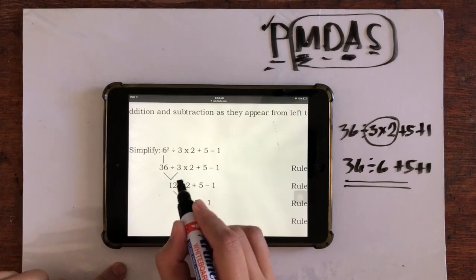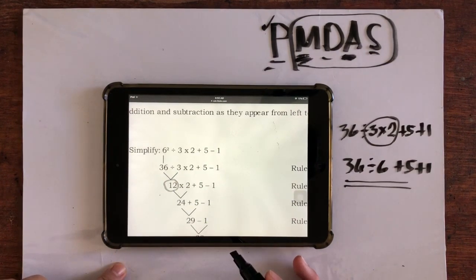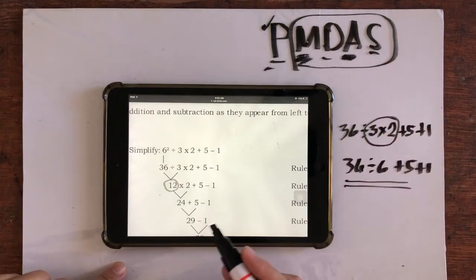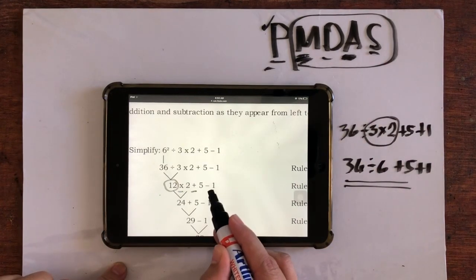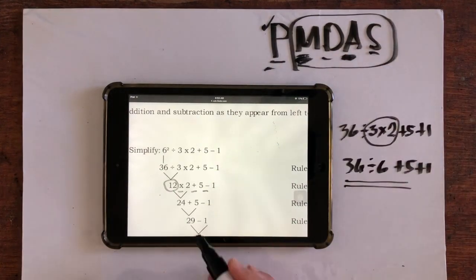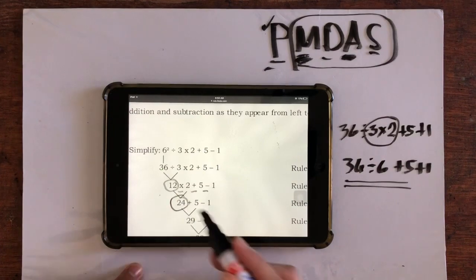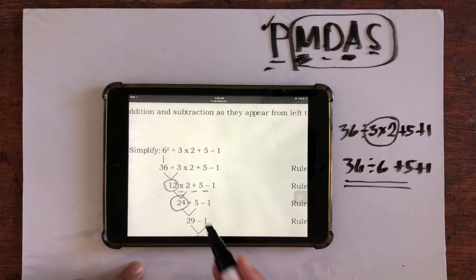So, 36 divided by 3, kaya naging 12 times 2 plus 5 minus 1. Ngayon, since ang natira sa ating operation ay multiplication, addition, and subtraction, syempre, unahin natin yung multiplication. Kaya nagkaroon tayo ng 24. Okay? So, meron na tayong natira sa atin ay 24 plus 5 minus 1.